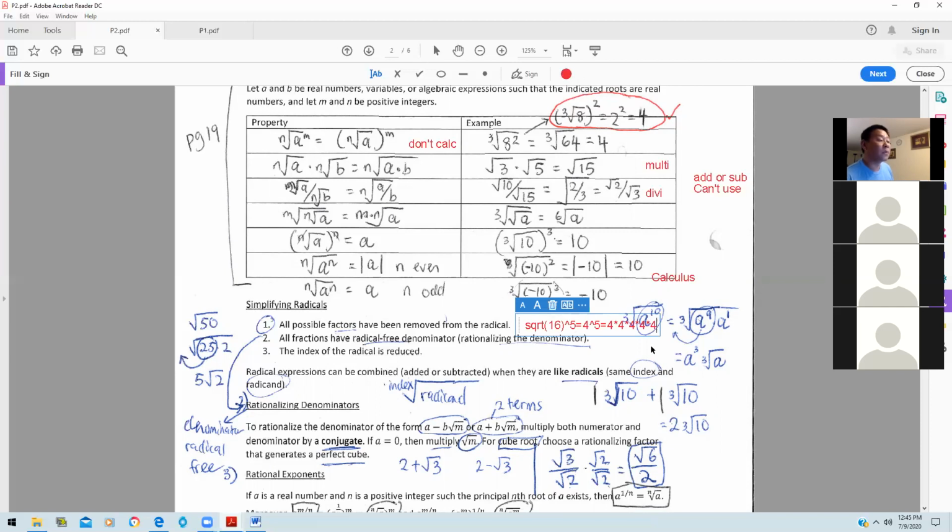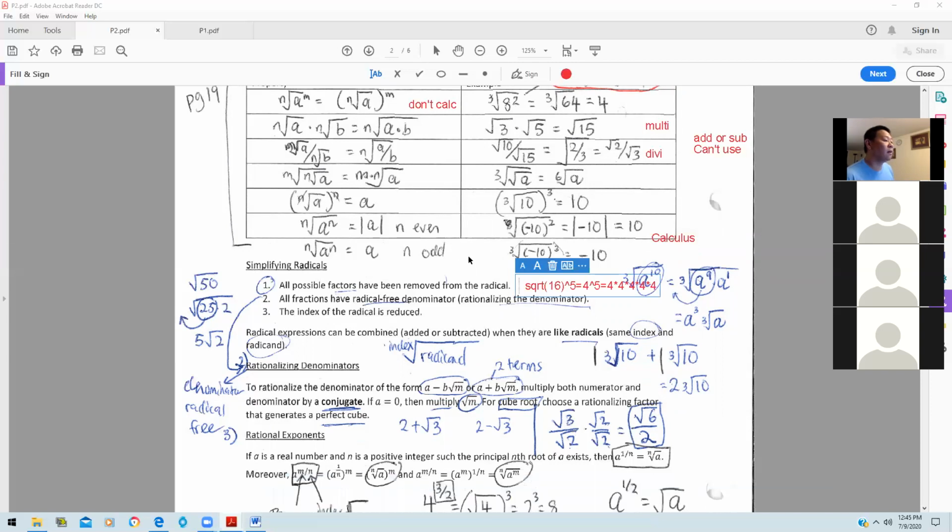Okay. Yep. Thank you. So this doesn't mean that the index has to be bigger than the power. It can be the other way around. Okay. Oops, wrong button. So what happens if you have variables?